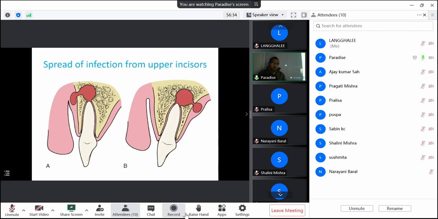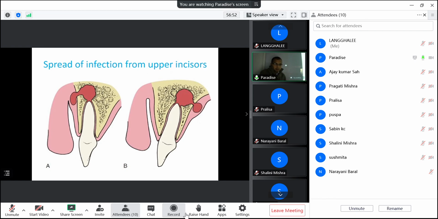So if there is periapical infection and the patient has not had any treatment, then it will spread. The upper central incisor infection may lead to a vestibular abscess or buccal space infection, or it may lead to a palatal abscess.